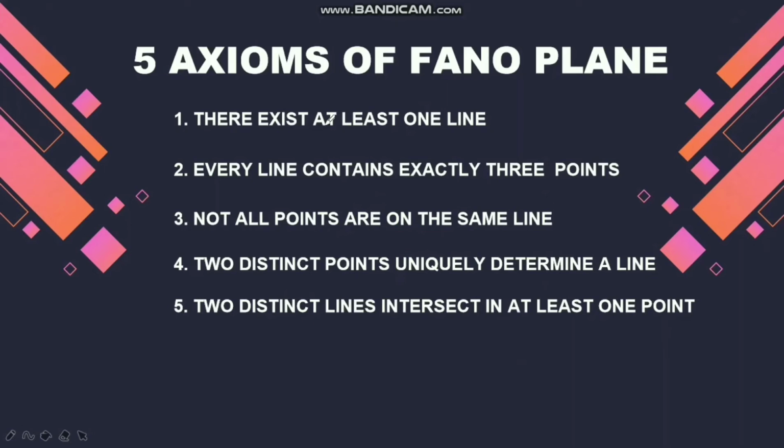So there are 5 axioms of the Fano plane. Number 1, there exists at least 1 line. Axiom number 2, every line contains exactly 3 points. Axiom number 3, not all points are on the same line. Axiom number 4, 2 distinct points uniquely determine a line. Lastly, axiom number 5, 2 lines intersect in at least 1 point.